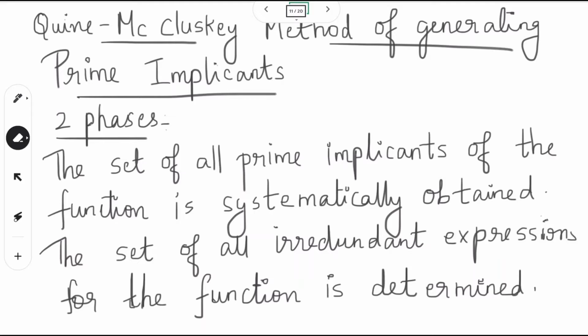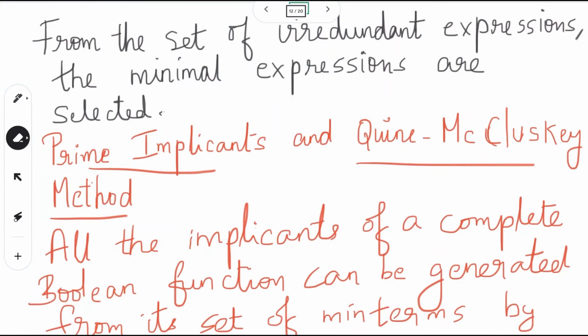Kuhn-McCluskey method of generating prime implicants. Basically, this method was found out by Kuhn and later modified by McCluskey. So the name Kuhn-McCluskey. This consists of two phases. In the first phase, the set of all prime implicants of the function is systematically obtained. Then the set of all irredundant expressions for the function is determined. From the irredundant expressions, the minimal expression is obtained.